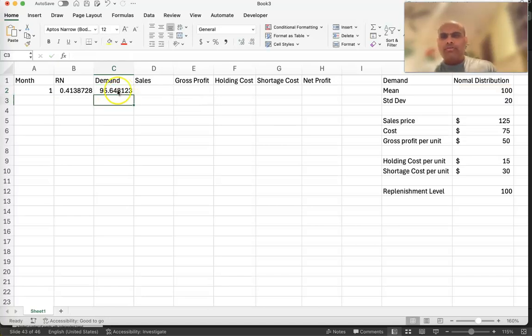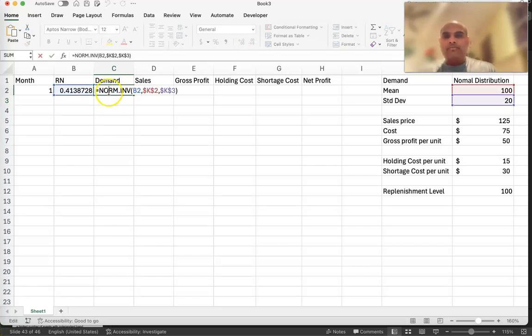There you go. So that's my demand, but the problem is we are selling routers, so we do not want demand to be a fractional value. So I am going to round it. I'm going to round it to 0 decimal places.